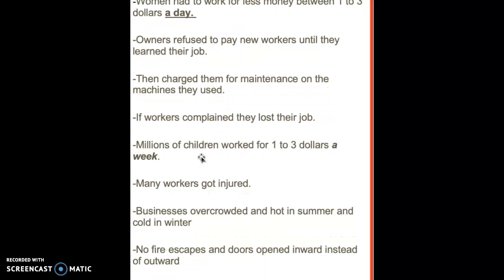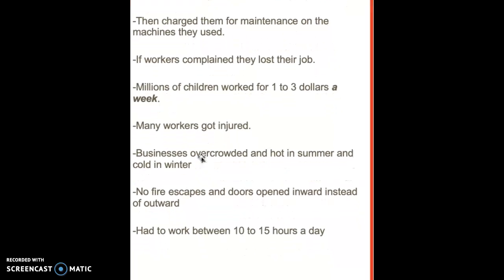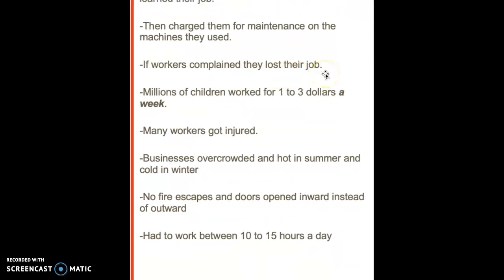If workers complained that that wasn't fair or any of the other conditions weren't fair, they lost their job because there was plenty of other people looking for work and they knew that. So ultimately you couldn't complain because you needed your job so desperately.